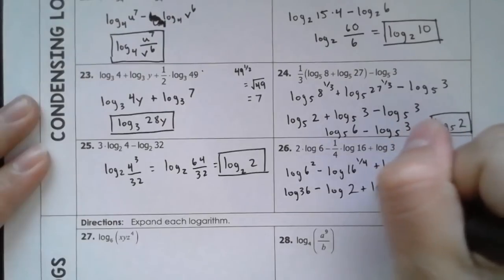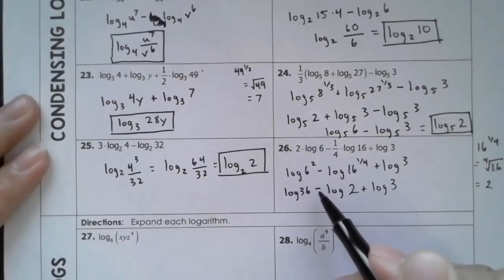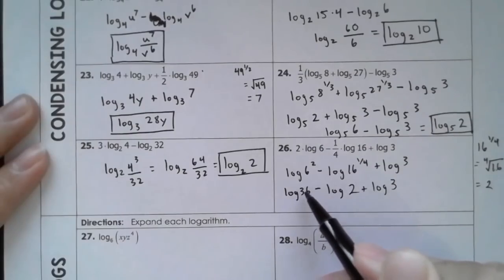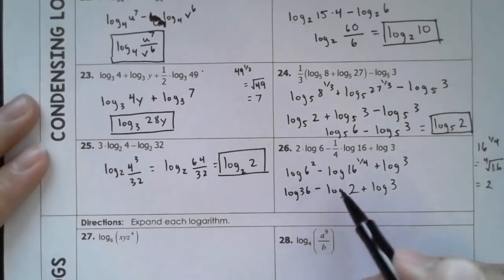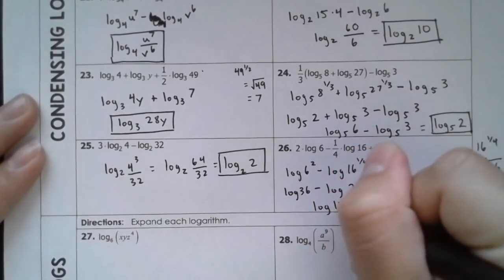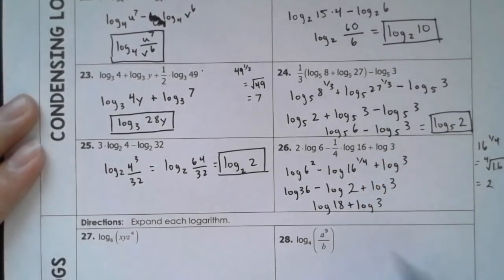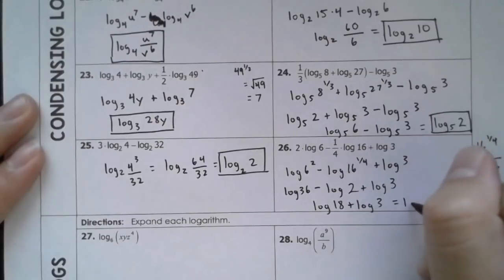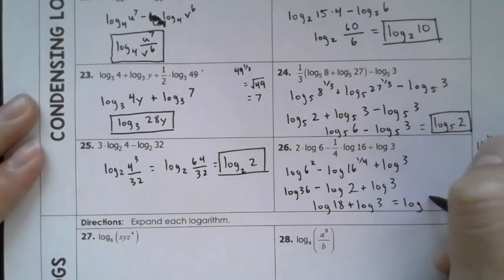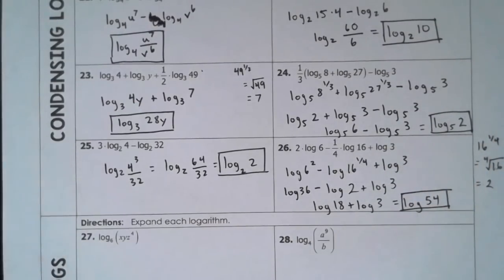Plus log 3. This is minus, so I can rewrite this as log of 36 over 2. Log of 36 over 2 is log of 18 plus log of 3, and then this is now plus, so I can rewrite this as log of 18 times 3, and then 18 times 3 is 54, and that finishes this part.